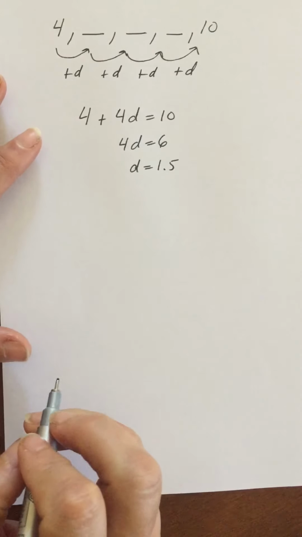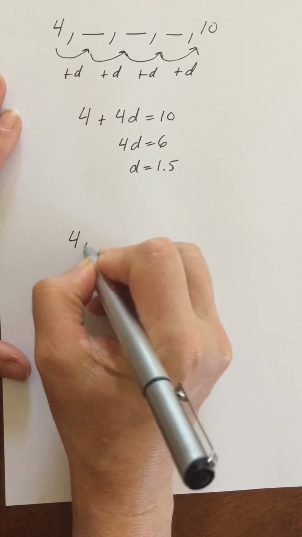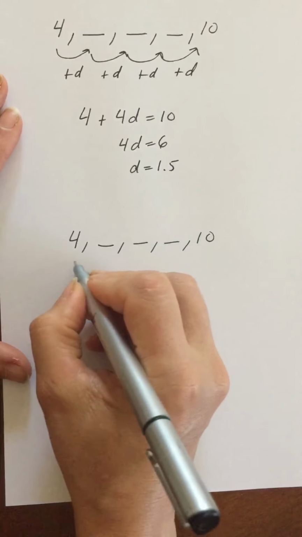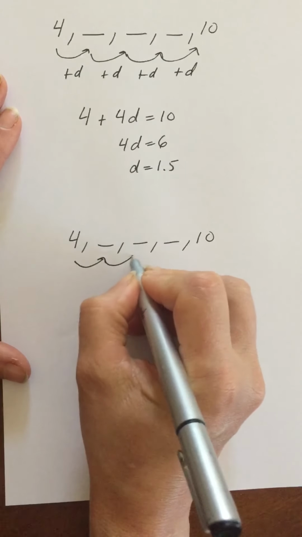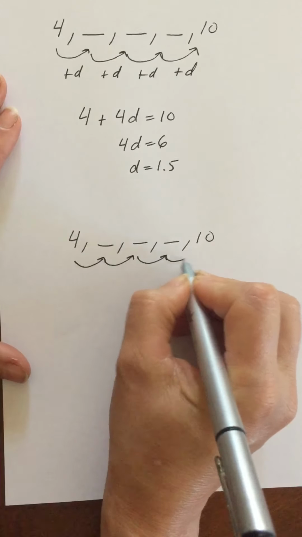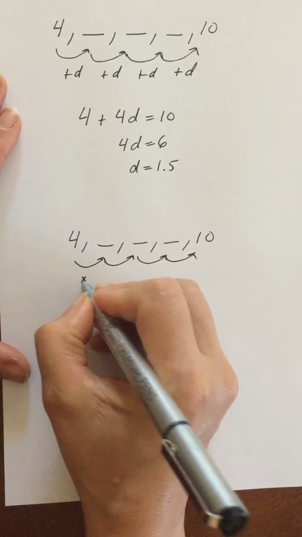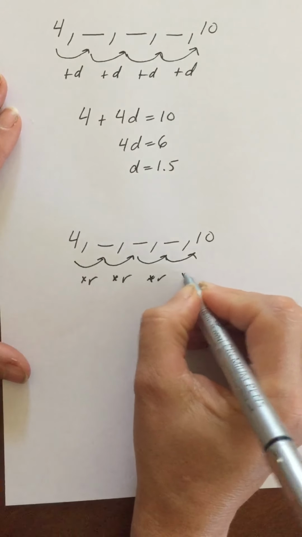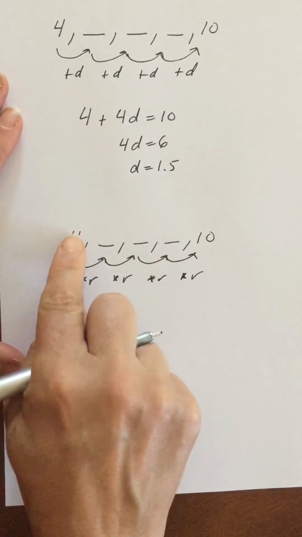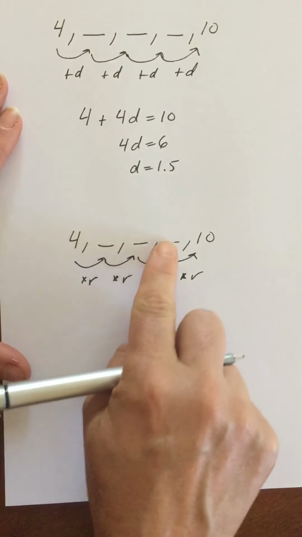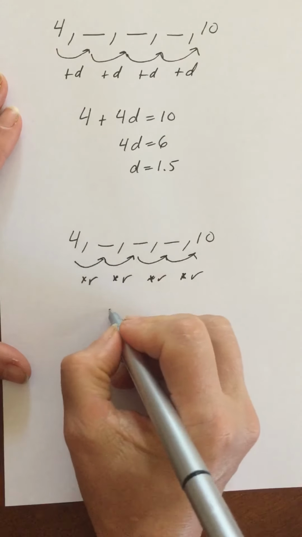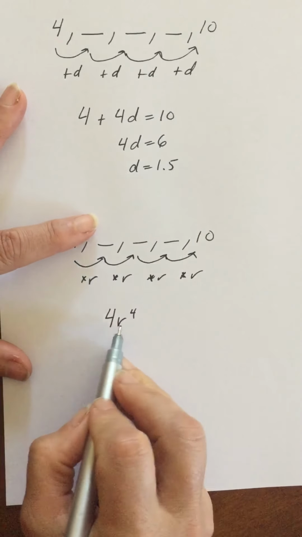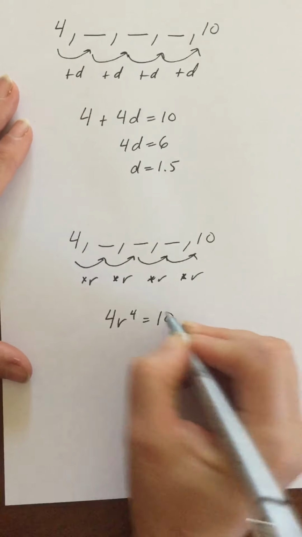Okay, let's say I had the same problem and it was geometric. Then instead of adding a common difference, what I would do in this case is multiply by a common ratio, but I would do that 4 times. So I multiply by the common ratio, multiply by the common ratio, multiply by the common ratio, multiply by the common ratio. That's going to look like 4r to the 4th, right? So 4 times r to the 4th equals 10.